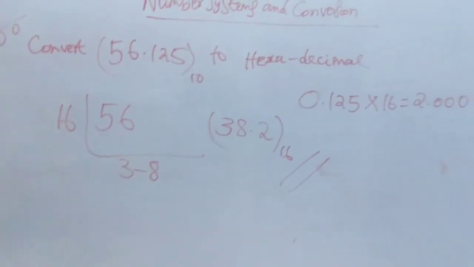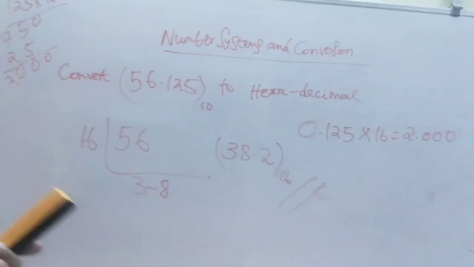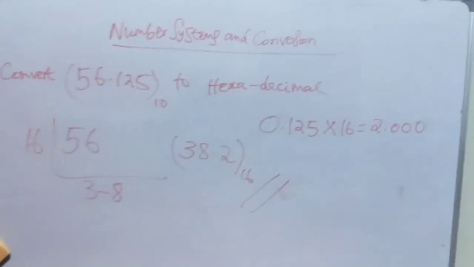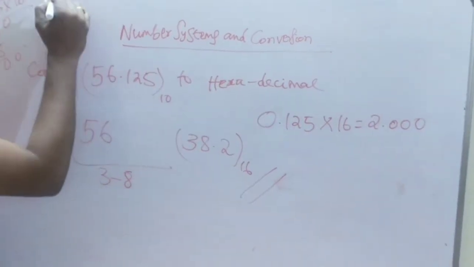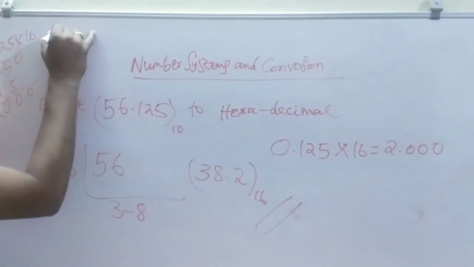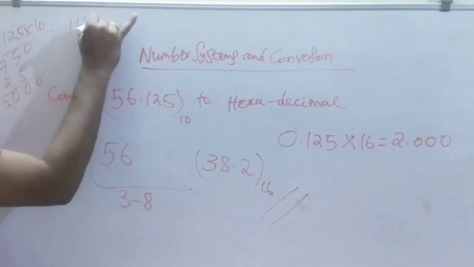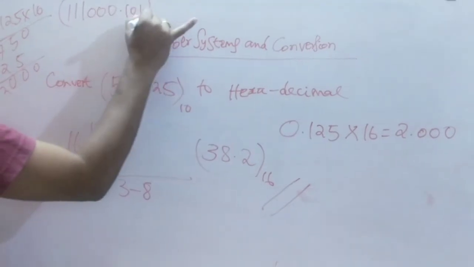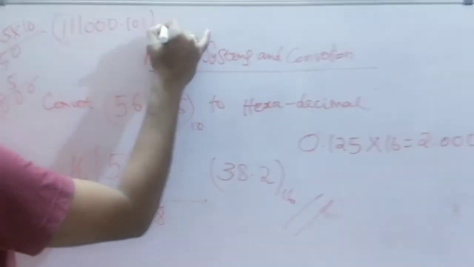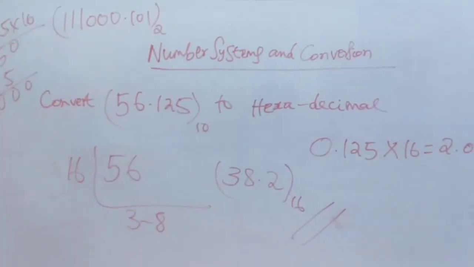So this is how it works for decimal to hexadecimal. I think we can note down all the values we have found out. For binary it is 111000.001, right? Correct?